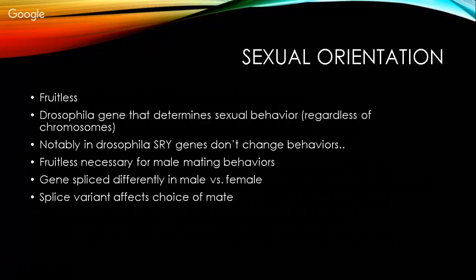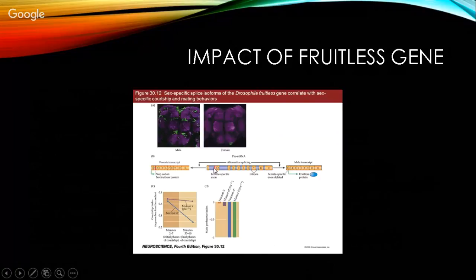The gene is necessary for normal male mating behavior, and it's spliced differently for male and female. It's a little hard to see, but this is the genotype, the gene actually in the chromosome with introns that are spliced out. Depending on how it's spliced, it becomes either a female version or a male version. And over here, you can see the effects of this.